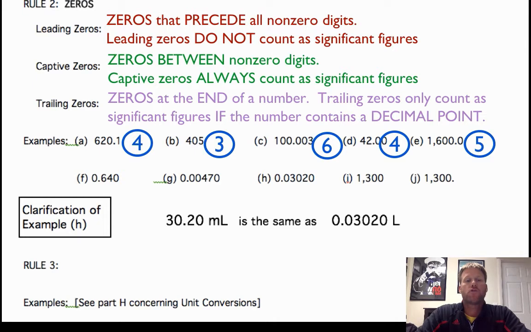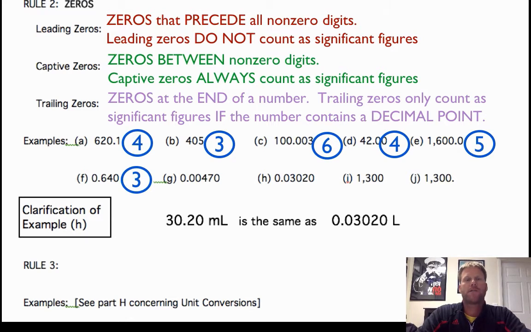F has 2 significant non-zero digits and 2 different types of zeros. This is a leading zero, and this is a trailing zero. Leading zeros never count. This trailing zero counts because the number has a decimal point. This means the value has 3 sig figs.